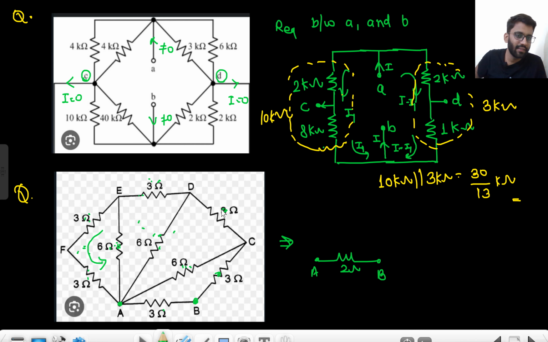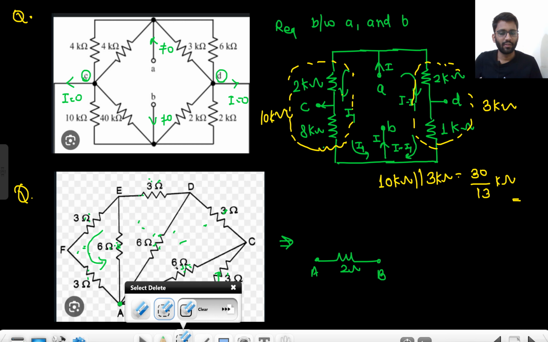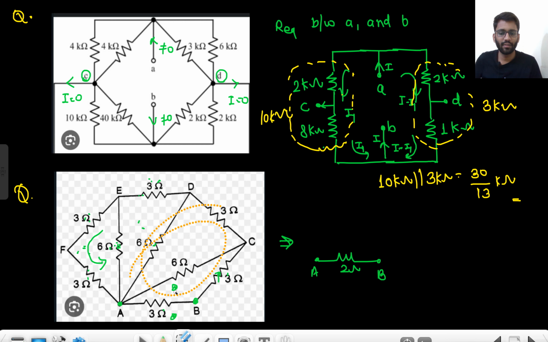Then this 3 and this 3 will come in series. So 3 and 3 will give me 6. Then this 6 and this 6 will come in parallel. This will give me 3. Then 3 and 3 both will come in series. So 3 and 3 will give me 6. Then this 6 and this 3 will come in parallel. So both of them will give me 6 parallel 3, that means 2 ohm. That's it. Okay, understood?